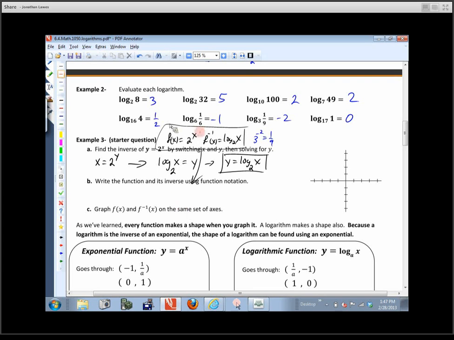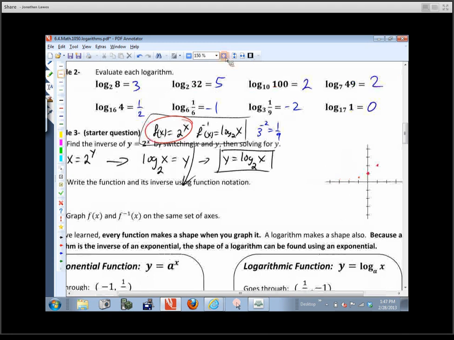Now I'm going to do the original one in red. That's just an exponential. So it's going to go through (0, 1), (1, 2), (-1, 1/2), right? It's going to look something like this. It's going to have a horizontal asymptote of y equals 0. And these points again: (1, 2), (0, 1), (-1, 1/2).